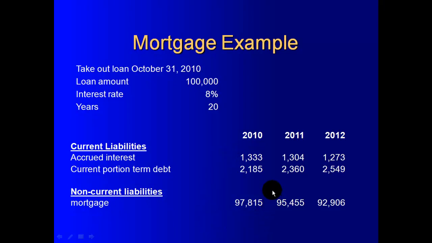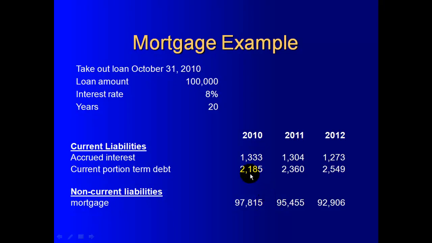The next year, we take this $97,815 that's still owed on the loan in future years, and we've got to split it up into the part that we're going to pay during that year and the part that we're going to pay in later years. And so if we add these two up, this should equal that $97,815.